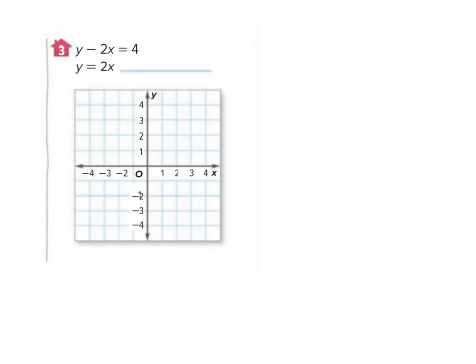Hello mathematicians, this is the answer key video for chapter 3, lesson 7, part 2. And I have to solve the system of equations by graphing.